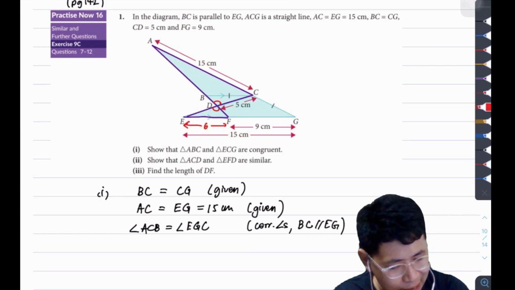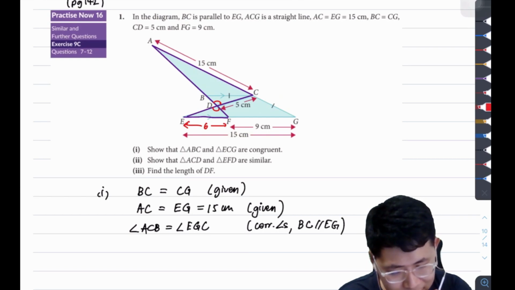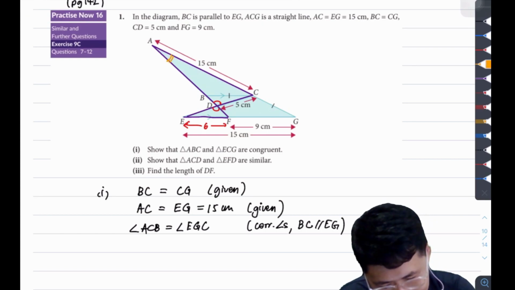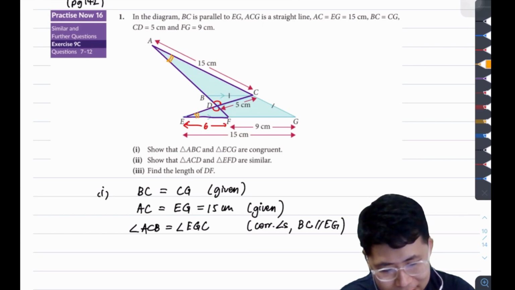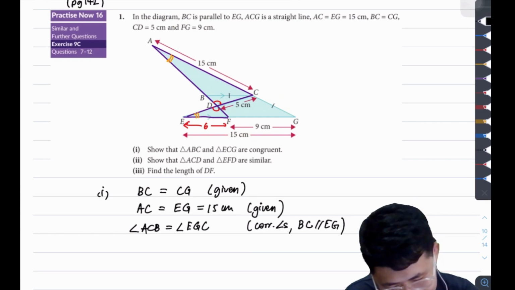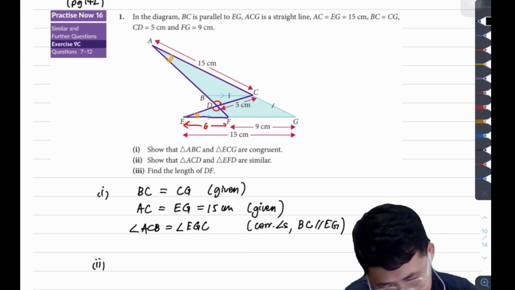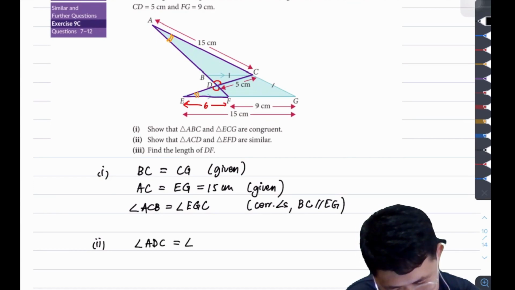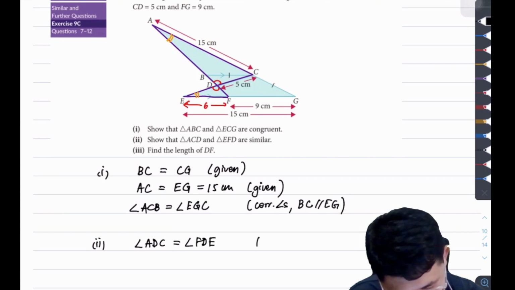Okay, so we need another angle. And actually just now, right, we have ABC and ECG. So technically speaking, this angle here is actually equals to this angle here. So let me write this down in part 2. So the first one is the obvious one. So angle ADC is equals to angle FDE, right? So this one would be vertically opposite angles.